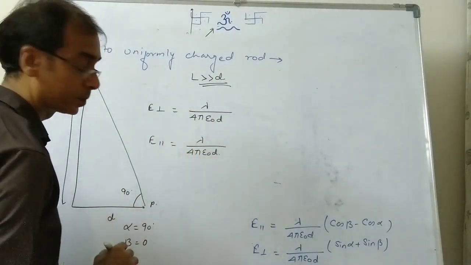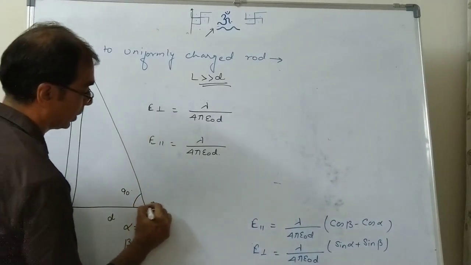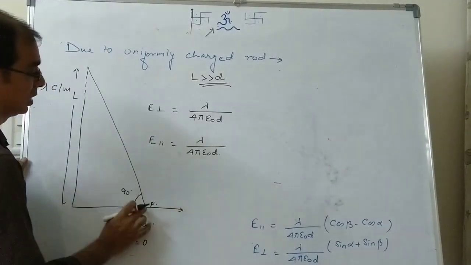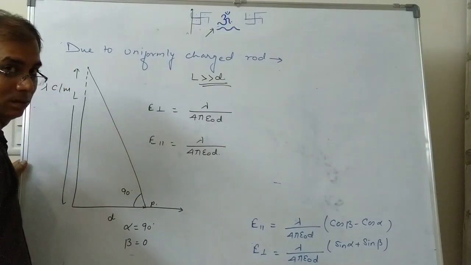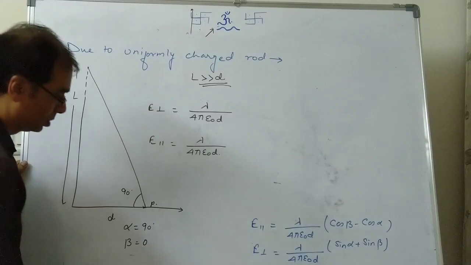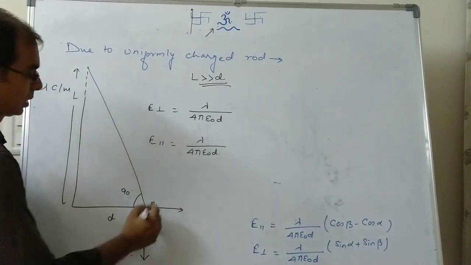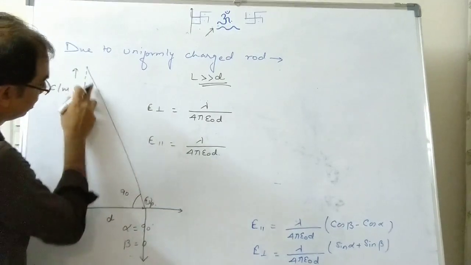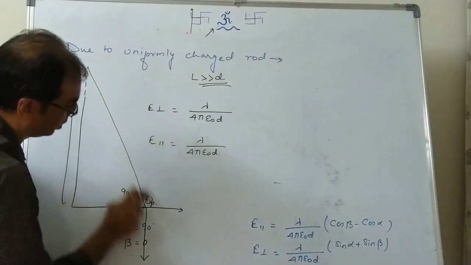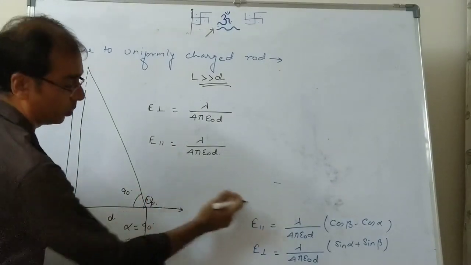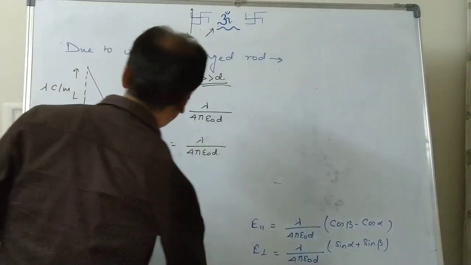Directions. The direction of the perpendicular field is in this direction only, because we are saying it's a positive charge. Here also positive. So we are going to get it in this direction. Parallel will be in which direction? Parallel will be in this direction. Why? Because again, here is a positive charge and the field will be in this direction, right? You take this point, field will be in this direction, a component here and a component in this direction, right? Okay. Further, let's see.